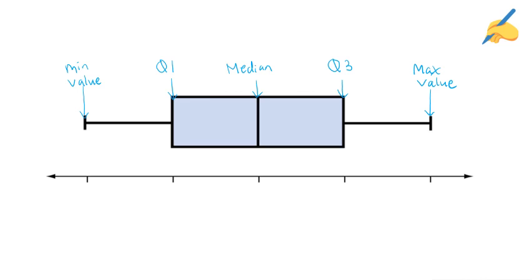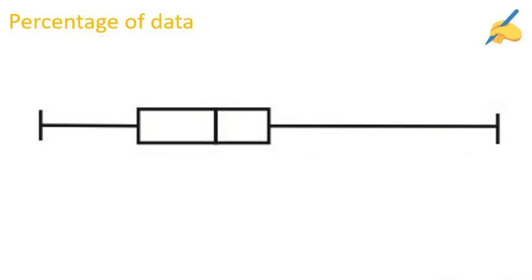We call this section here the box. So this is the box. And we call these end bits here whiskers. So sometimes it's called a box and whisker plot. As you can see, box plots don't always look symmetrical and even. It just depends where those key data points are. However, the percentage of data displayed in each section of the box plot is always the same.